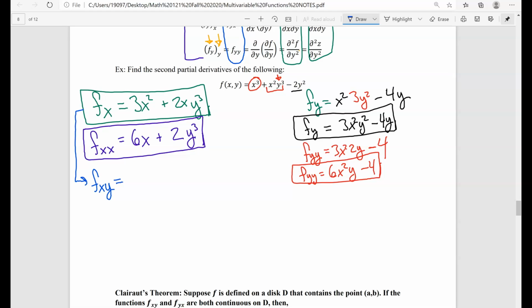So I'm only going to look at all the y's. Notice that this first guy is not a y, so that one's just 0. Here, the 2x is a constant, so that guy's going to stay the same. And now I'm going to take the derivative of y cubed, which in this case is 3y squared. So f sub xy, the mixed partial, is going to be 6xy squared.